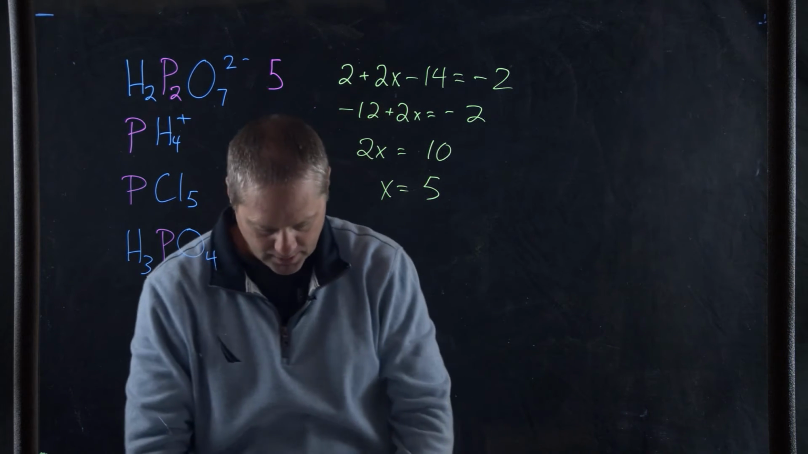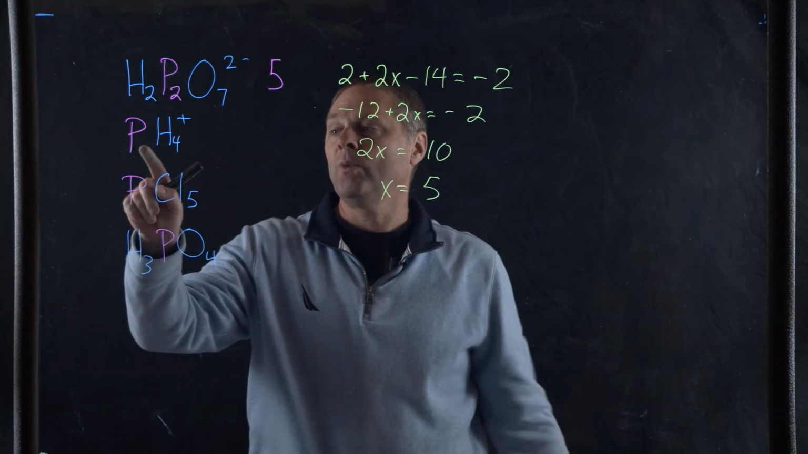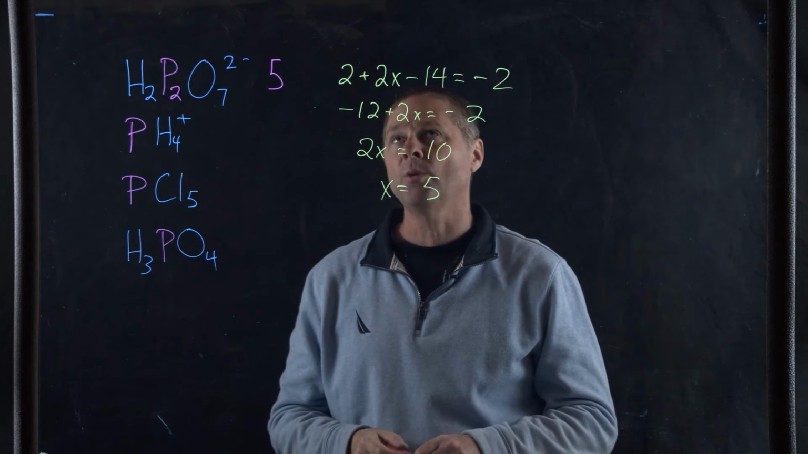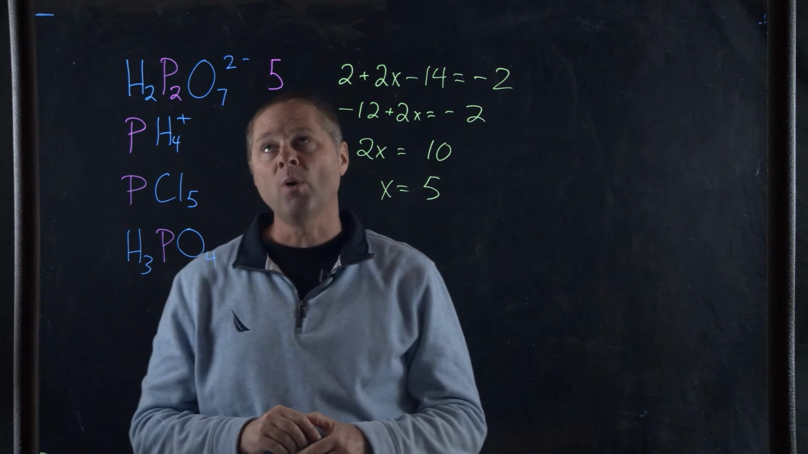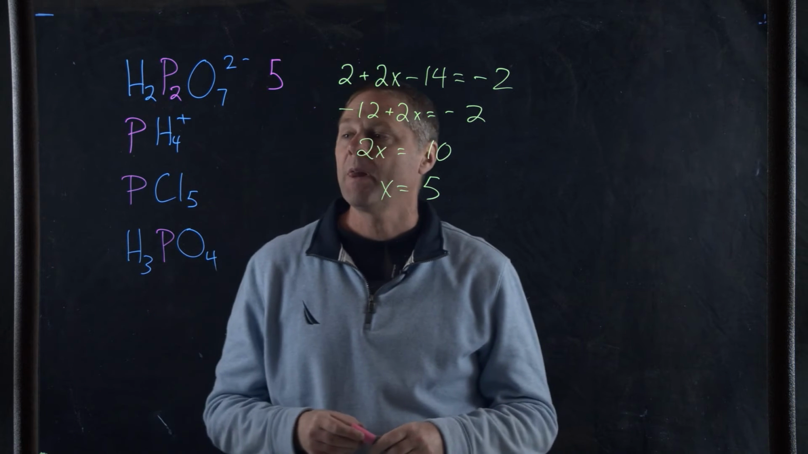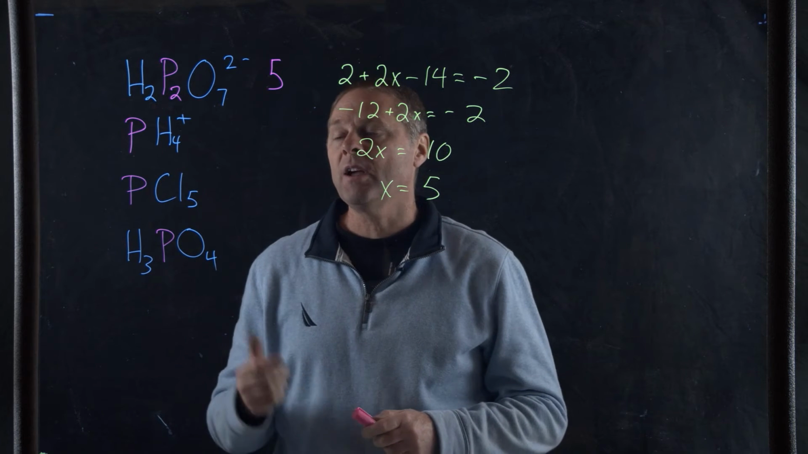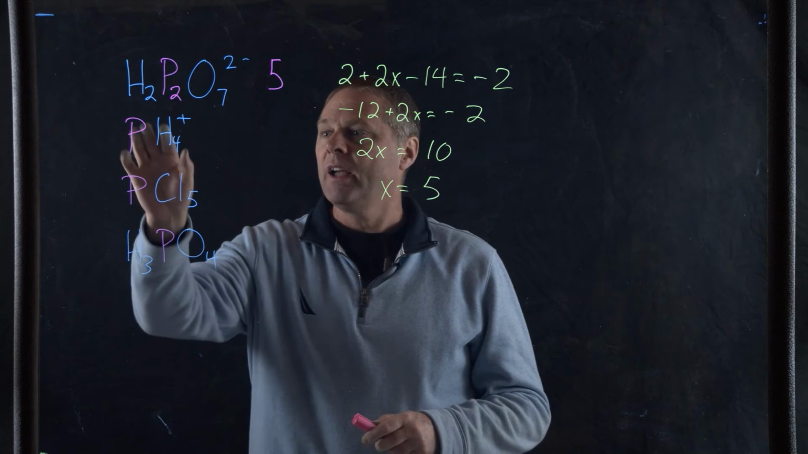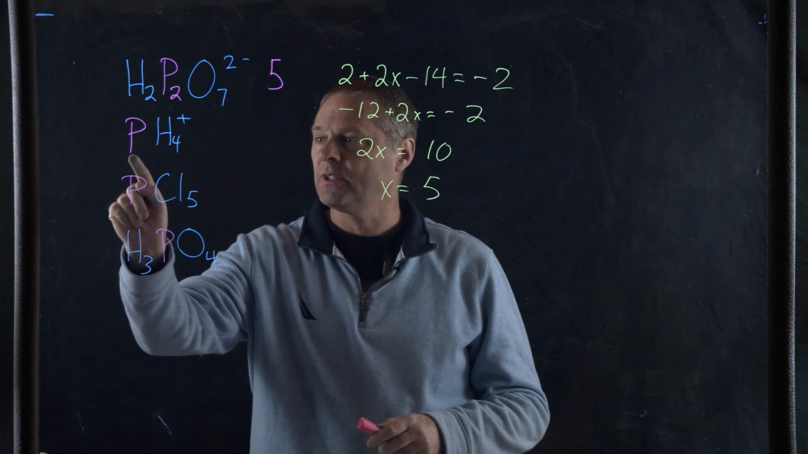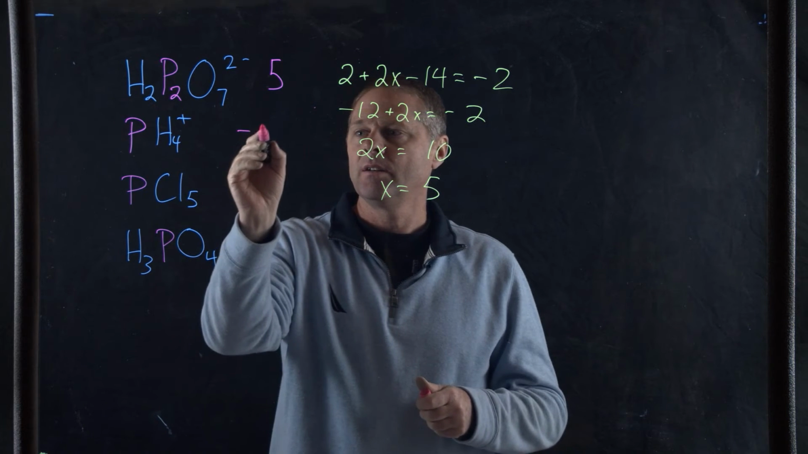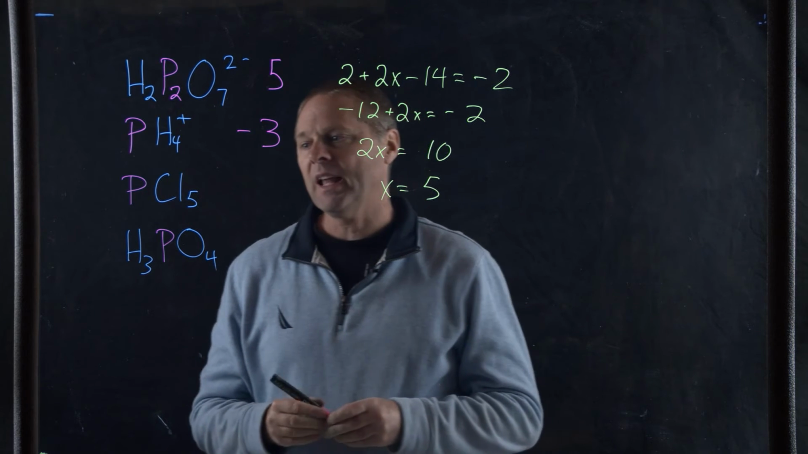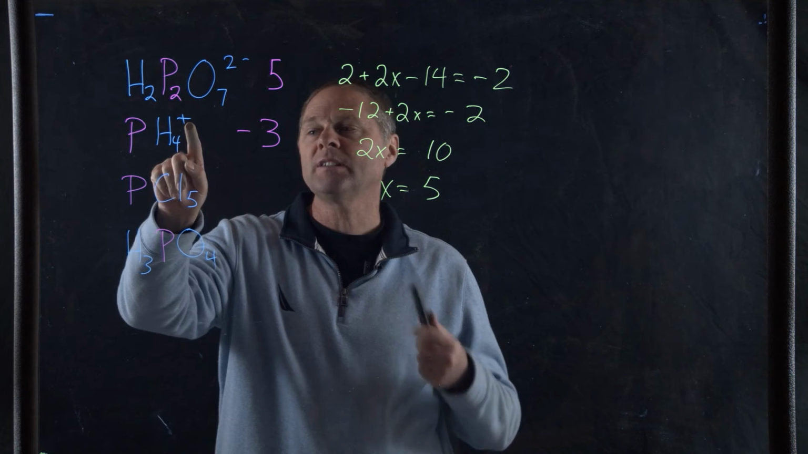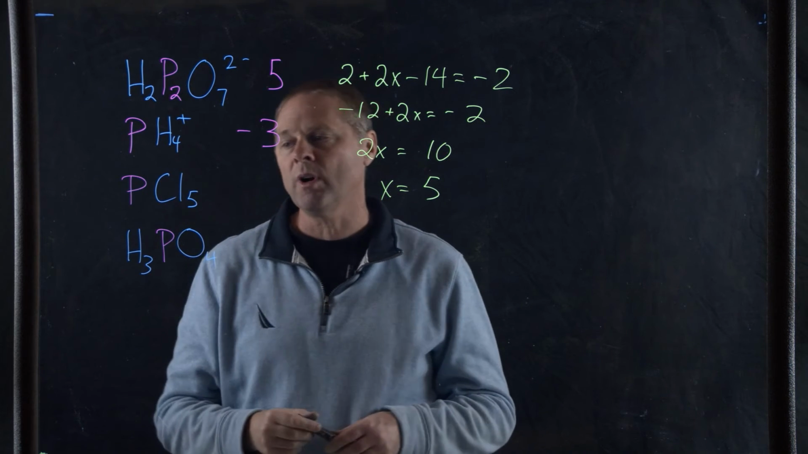Here we have a phosphorus and 4 hydrogens, which is called a phosphonium ion. And so the hydrogens are going to be +1, so this is going to be +4. So this has to be -3 in order for the entire ion to have a charge of +1.